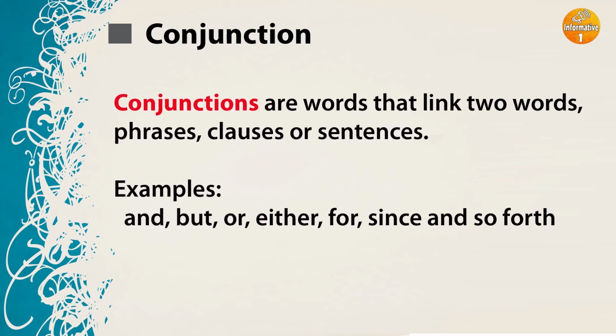Conjunctions. Conjunctions are words that link two words, phrases, clauses, or sentences. So they are connecting words, and the examples would be and, but, or, either, for, since, and so forth. Conjunctions are very important to know, and you need to know them by heart. You need to know their categories, because as we go to more classes and more advanced topics, it would not be possible to understand those topics unless you have a good handle on this topic.